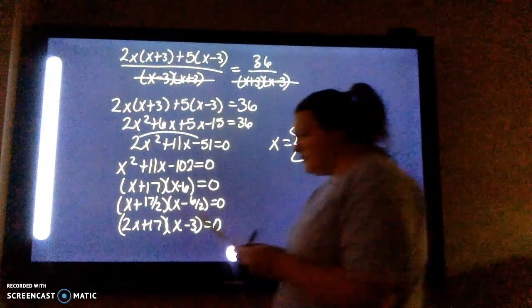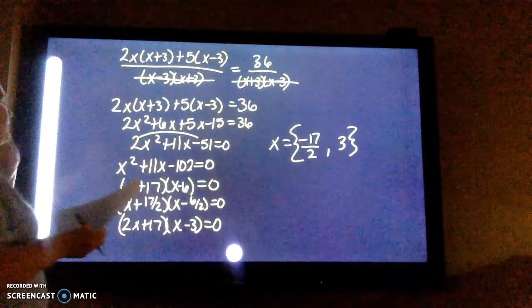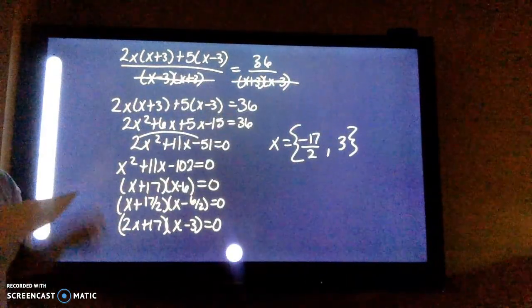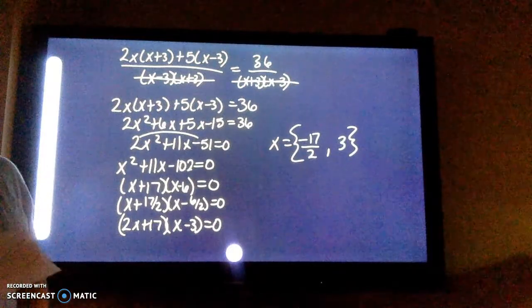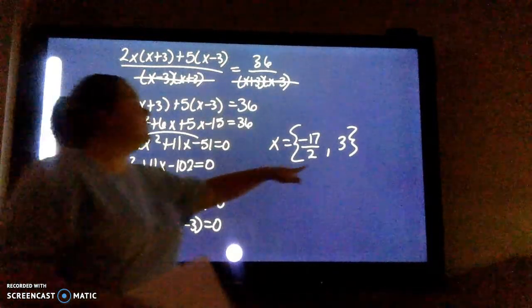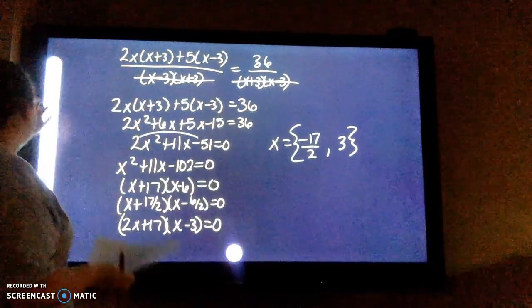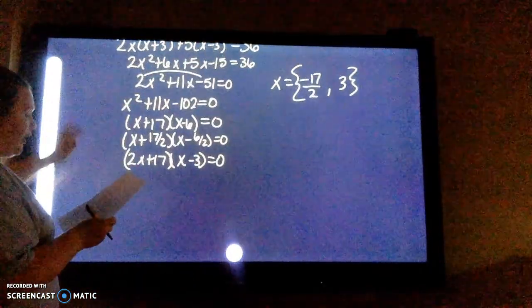Our next example, we're going to use the quadratic formula, and then we're going to write our answers in factored form. Okay, so we've been writing them in set form. We're going to do it a little bit differently this time on this one, okay? We are almost done though.